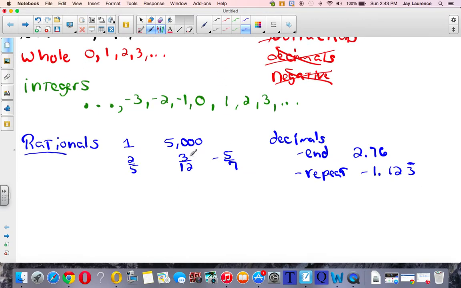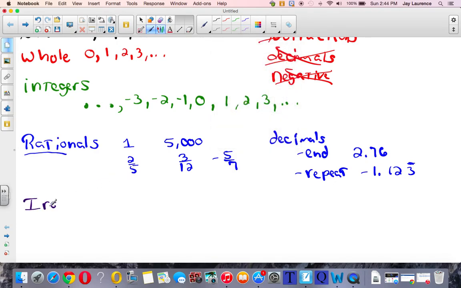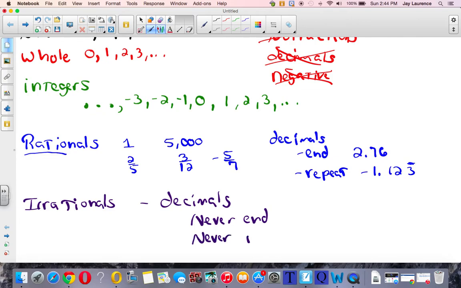Now there are decimals that don't end and don't repeat, and you should know their names. That's called the irrationals. Ir meaning not. Irrationals. Those are decimals that never end and they never repeat. The most famous one is pi, 3.14, and then it goes on forever.